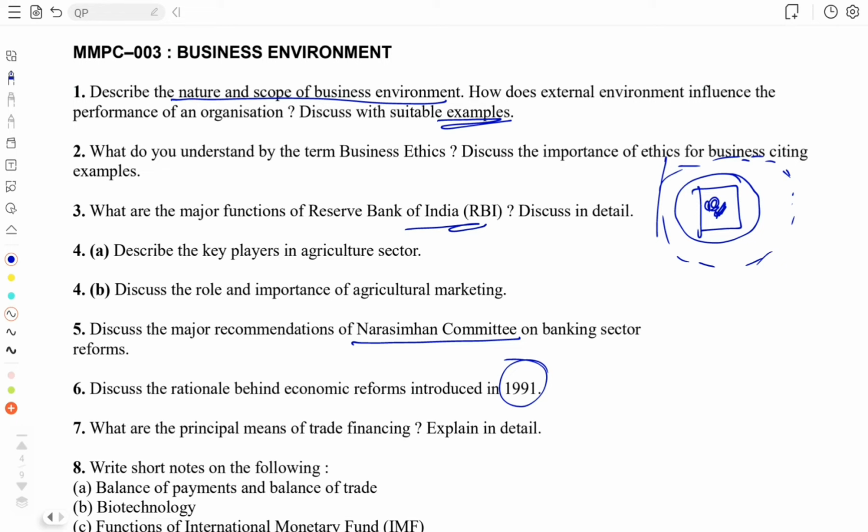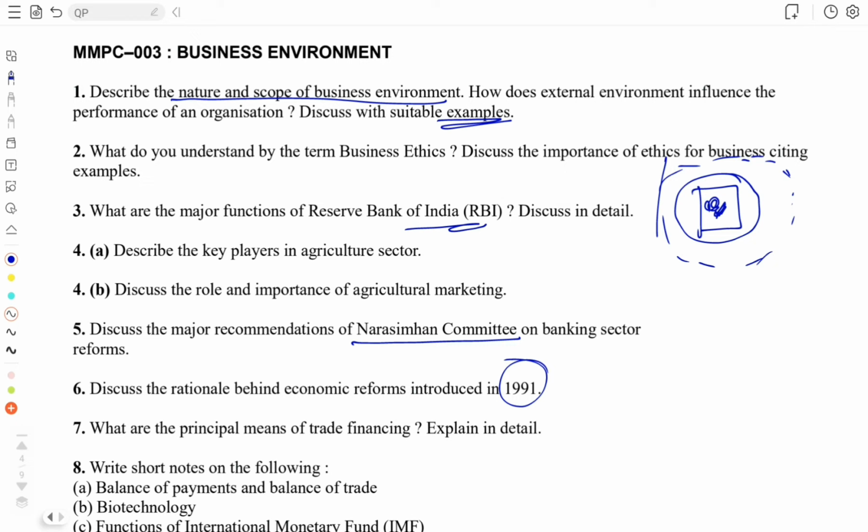Now, next question: what are the principal means of trade financing? Explain in detail. So, what is trade financing and what are the means of trade financing? Trade financing is actually financing for foreign trade, right? Exports or imports, both. Okay. So some of the things involved are cash in advance, documentary credit, which could be revocable, irrevocable, confirmed, unconfirmed, transferable, all these things. Okay. Or even drafts like sight draft, time draft, clean draft, documentary draft, consignment, open account, all these things.